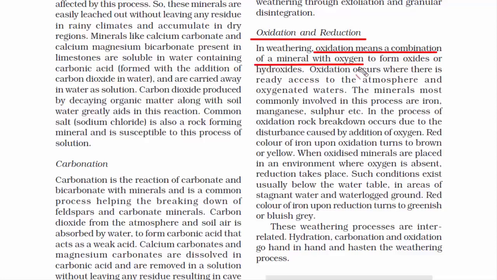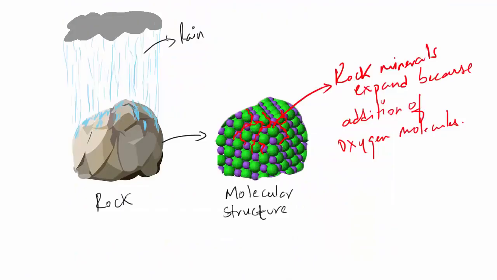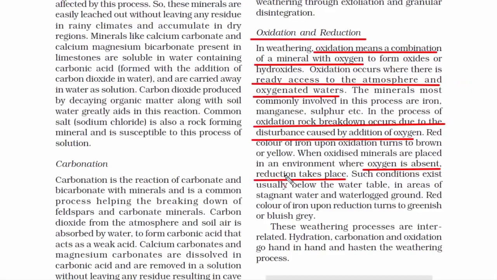Oxidation means a combination of a mineral with oxygen to form oxides or hydroxides, and reduction is where oxygen is absent. Oxidation occurs where there is ready access to the atmosphere and oxygenated waters. And again, rain gives water and oxygen is obtained from the atmosphere. So when it rains, rock gets wet and the rock minerals get disturbed due to addition of oxygen, because water has an oxygen element in it.